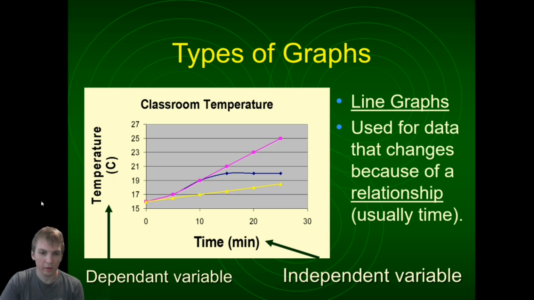So for a line graph, we have to remember that there is a dependent variable and an independent variable, and you're doing a comparison between those two. One key thing to keep in mind here is that the dependent variable is always going to be on the y-axis, and the independent variable is always on the x-axis.